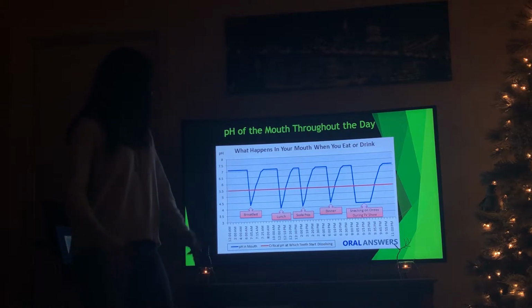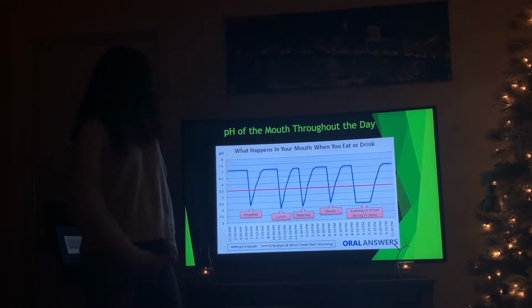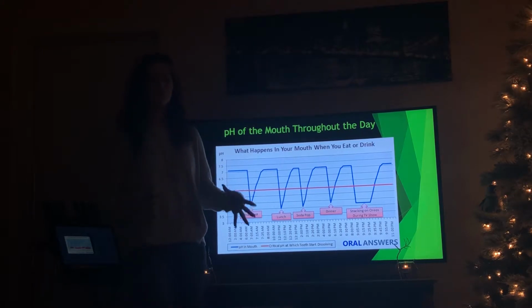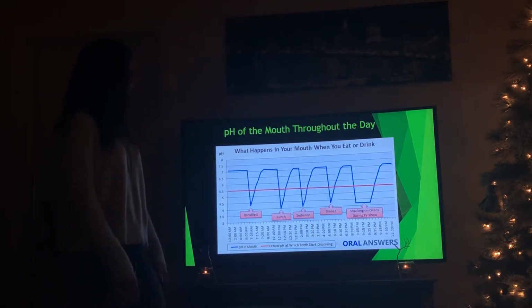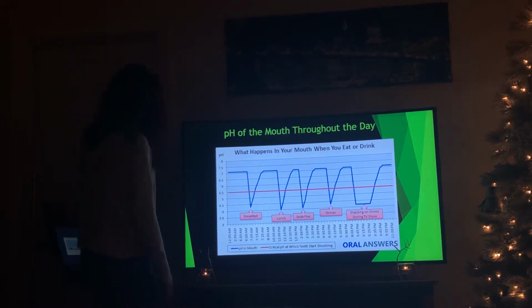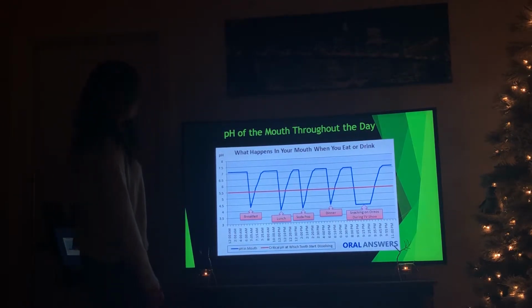So, one tip though is that if you drink soda with a meal, it helps to neutralize the acids, so your teeth aren't decaying right before your eyes. So that is just one good tip for everybody to know.